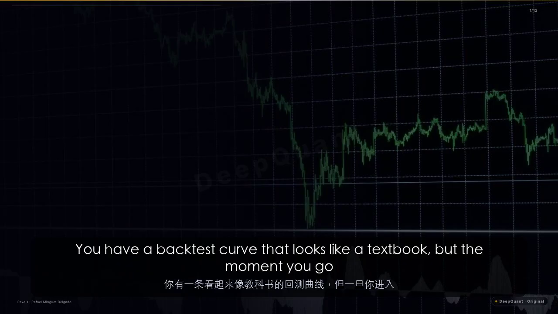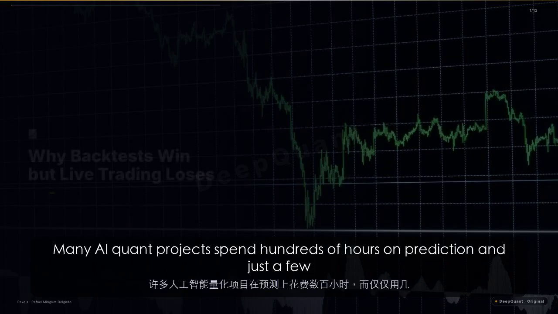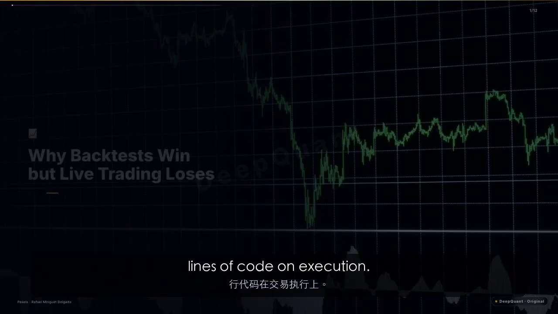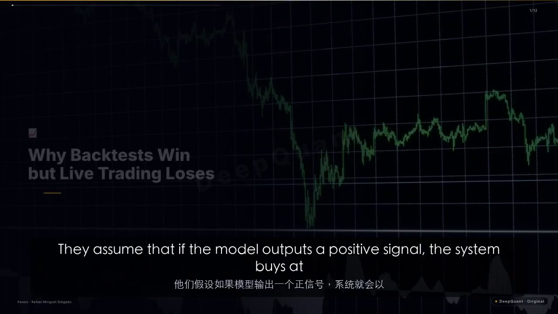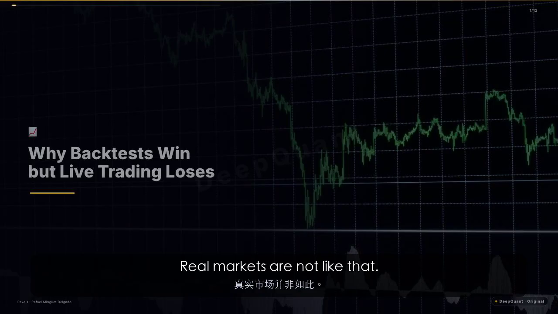You have a backtest curve that looks like a textbook, but the moment you go live, it turns ugly. Many AI quant projects spend hundreds of hours on prediction and just a few lines of code on execution. They assume that if the model outputs a positive signal, the system buys at the ideal price. If negative, it sells cleanly.